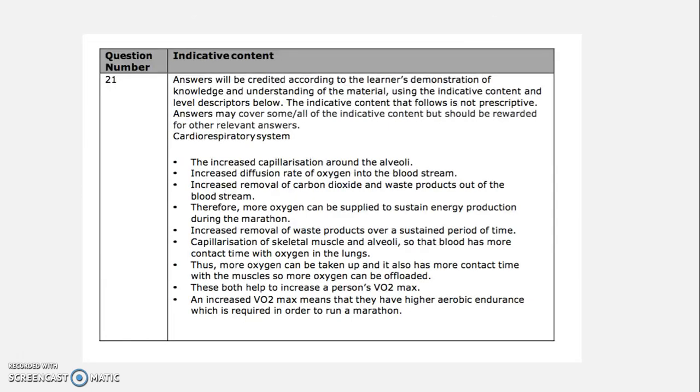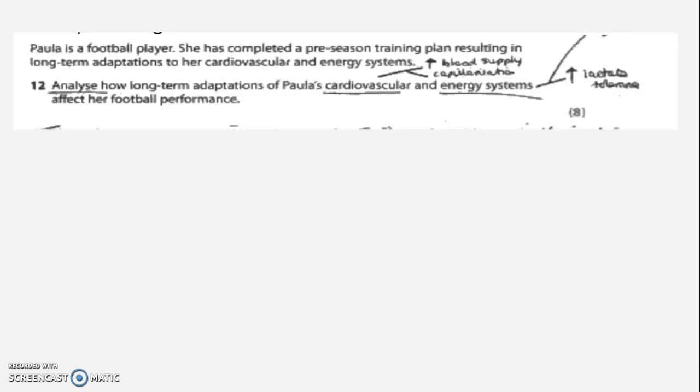So there's your answer. Next one, you had analyse how long-term adaptations of Paula's cardiovascular and energy systems affect her football performance. Again, this is the last question on the exams.